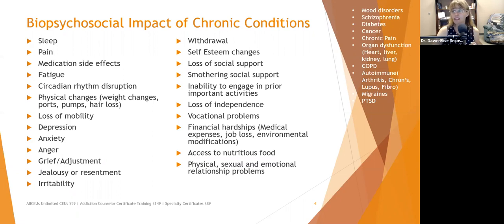Rheumatoid arthritis, COPD, organ dysfunction, cardiac issues, liver issues, kidney issues, lung issues. There's a lot of stuff that can go wrong in our body machine that we may have to figure out how to live with. Doesn't mean we can't. It just means we may need to adjust our lifestyle a little bit.